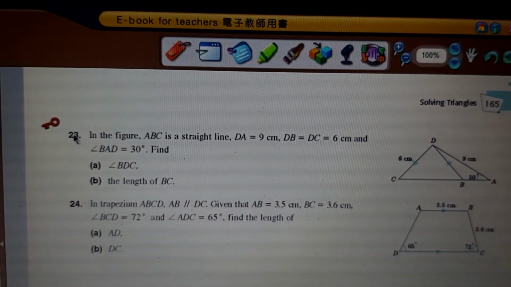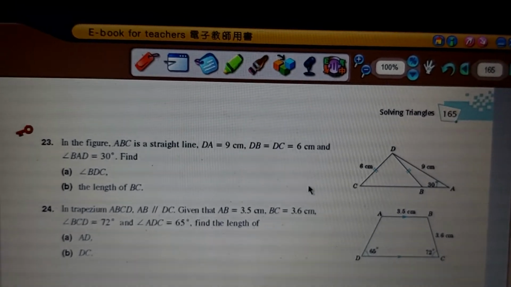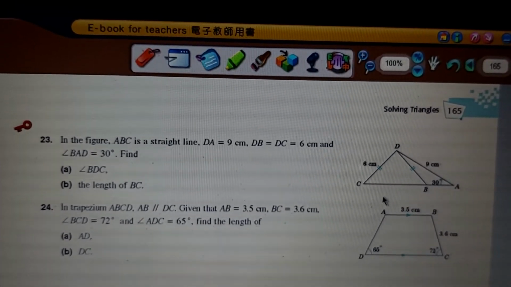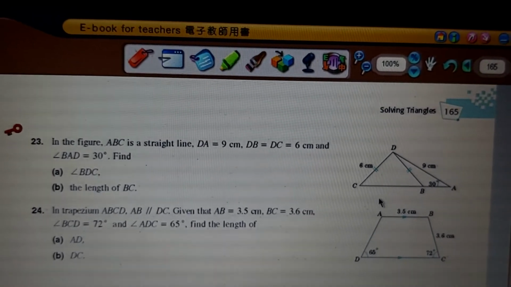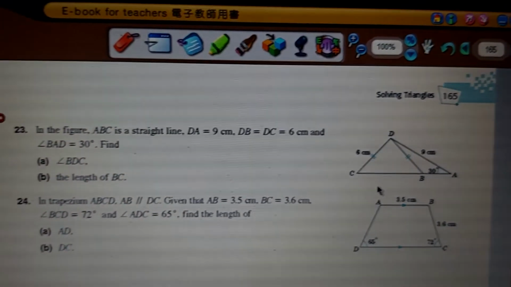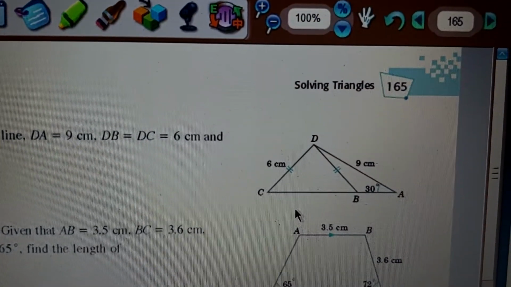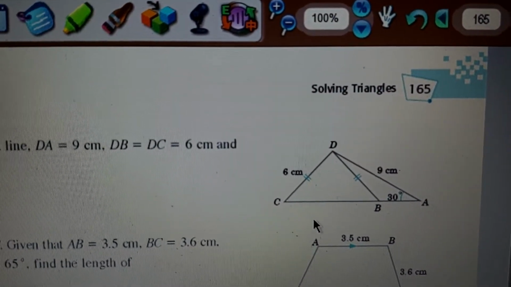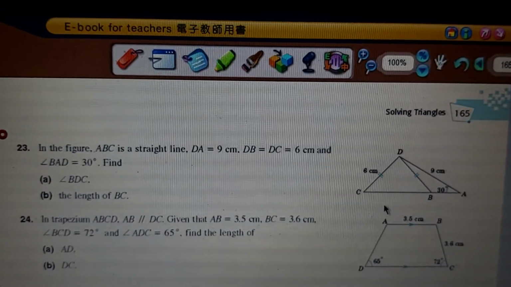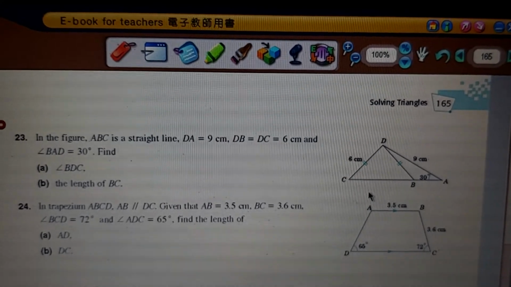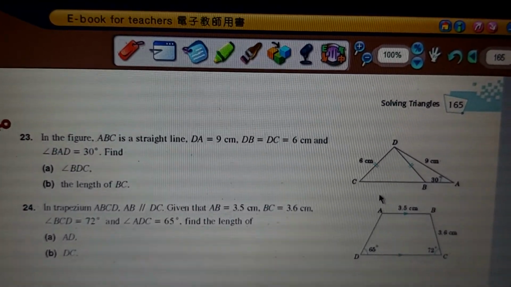And you can try these two questions. In the figure, ABC is a straight line. DA is 9 cm. BD and CD is 6 cm. And angle BAD is 30 degrees. Okay, so you need to find the angle BDC. Second, you need to find the length of BC.